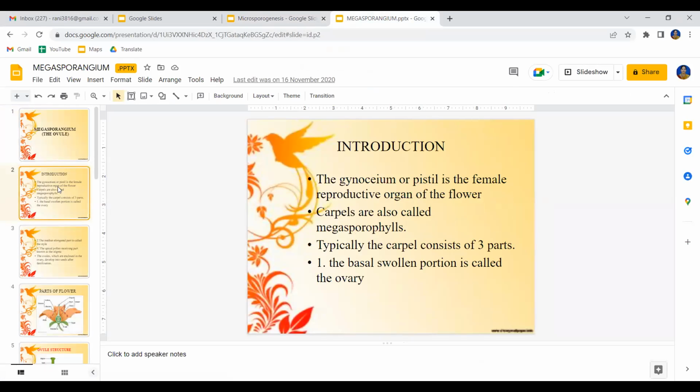This is the megasporangium or ovule structure. I'll show the slideshow.